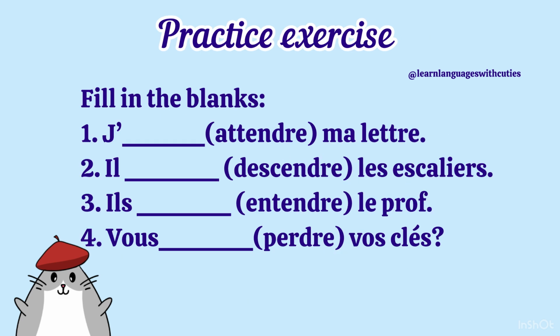Now it's time for a little practice exercise. In this exercise, you have to fill in the blanks with the correct form of the verb. The first one is: Je attendre ma lettre. Since the sentence is beginning with je, we are going to put attends. Je attends ma lettre, which means I am waiting for my letter.